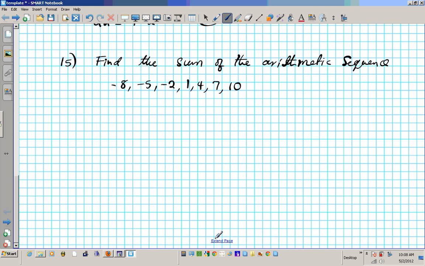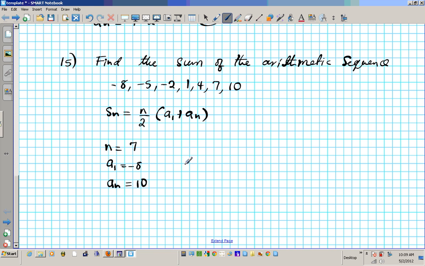For this one, we're going to use the formula Sn equals n over 2 times a1 plus an. If you look at this problem, n is the number of terms, a1 is the first term, an is the last term. So how many terms are there? 1, 2, 3, 4, 5, 6, 7. So there are 7 terms. The first term is -8. The last term, a sub n, is 10.